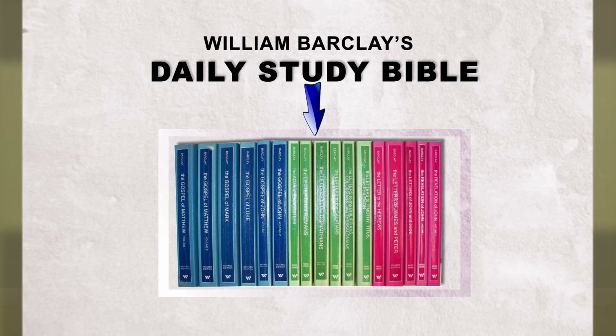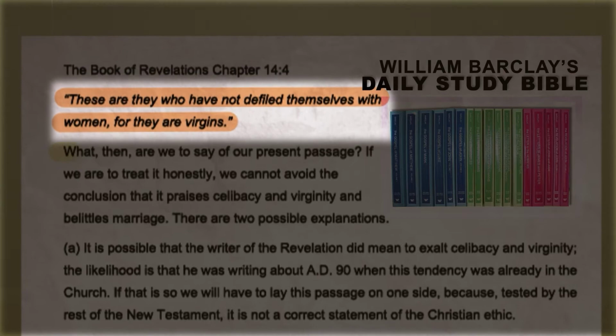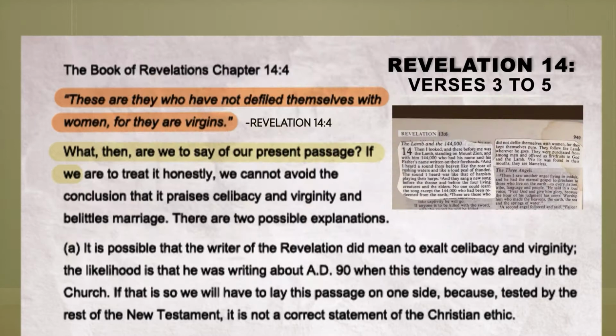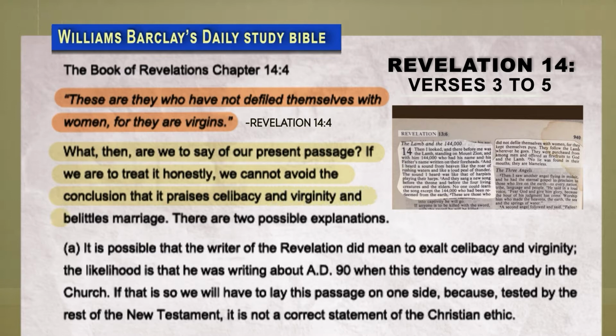And Bible commentaries, like William Barclay's Daily Study Bible. What then are we to say of our present passage? Revelation 14:4. If we are to treat it honestly, we cannot avoid the conclusion that it praises celibacy and virginity and belittles marriage. There are two possible explanations. A. It is possible that the writer of the Revelation did mean to exalt celibacy and virginity. The likelihood is that he was writing about AD 90, when this tendency was already in the church.